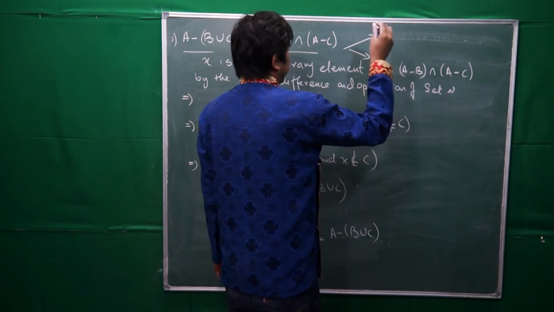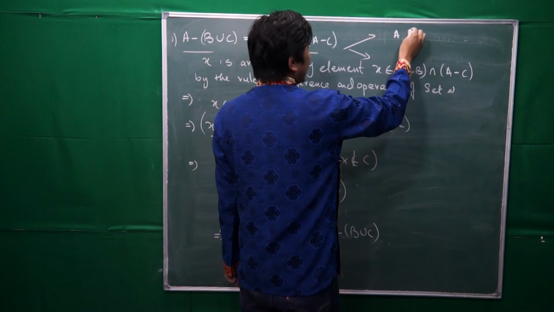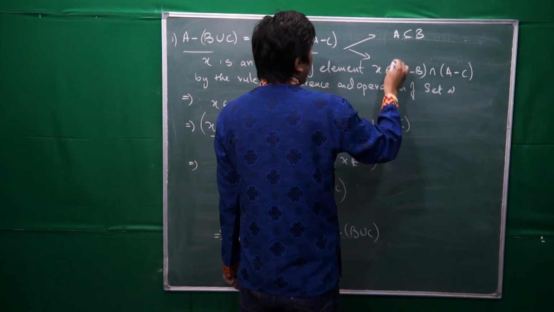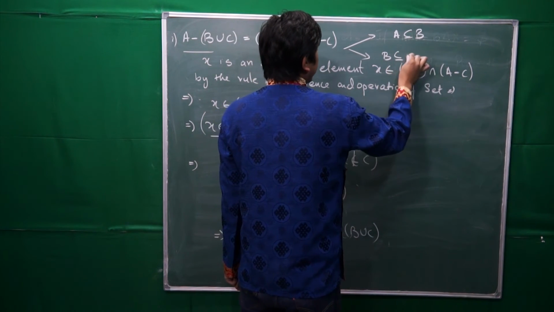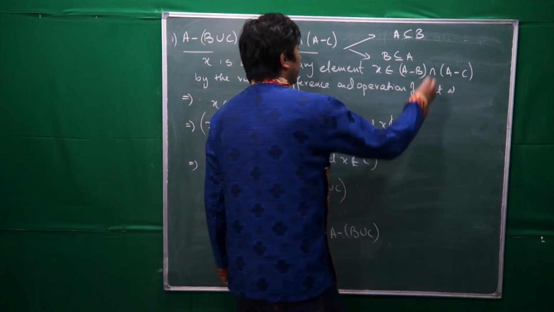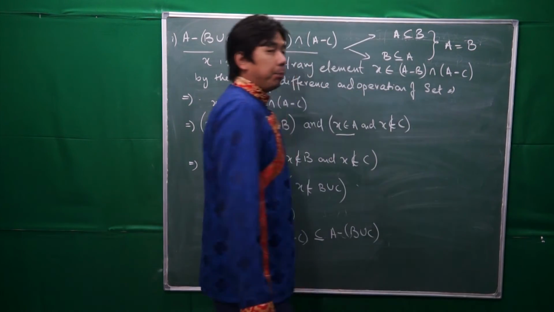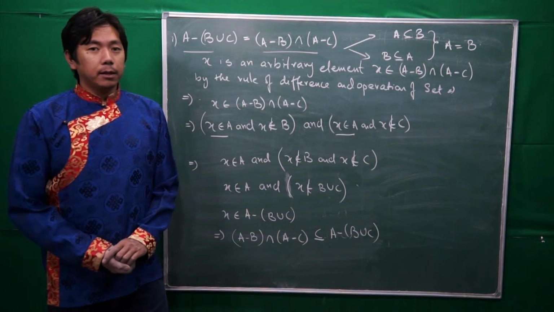First, prove that given set A is a subset of B and set B is a subset of A. If you are able to prove these two things, then this would imply that set A equals set B. Okay? Clear?